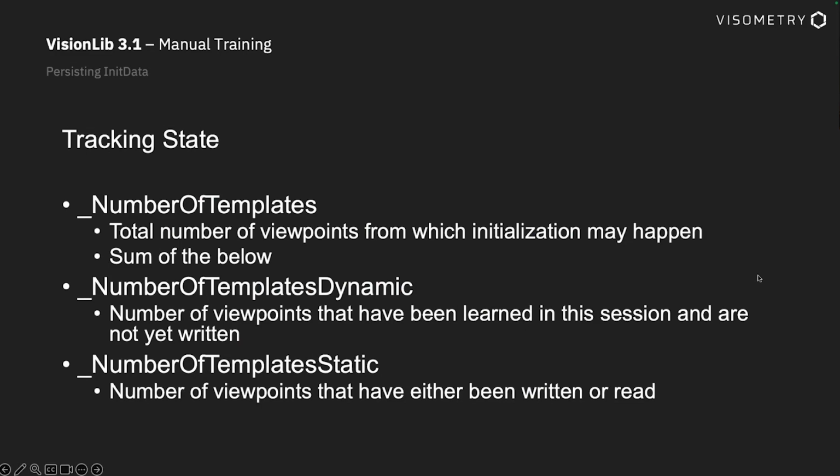I shortly mentioned the dynamic and static number of templates. There are actually three numbers involved here. The total number of templates, which is just the sum of the values below, and those are all that are used for initialization or for realignment. The number of dynamic templates, these are the ones that are currently recorded and have not yet been written to a file. And the number of static templates that have either been written to a file or loaded from one.